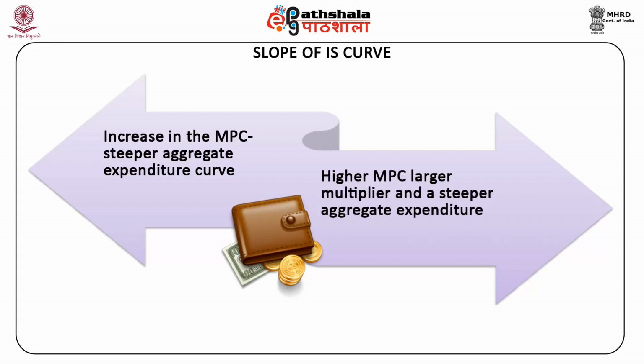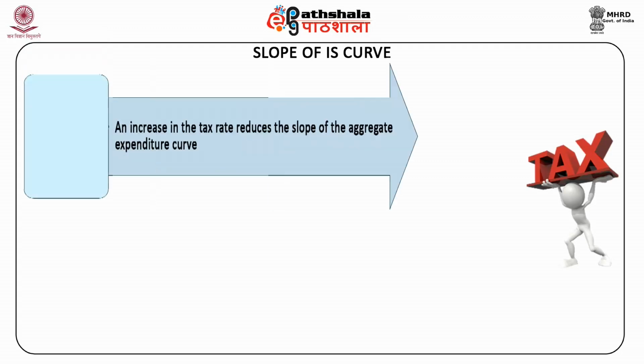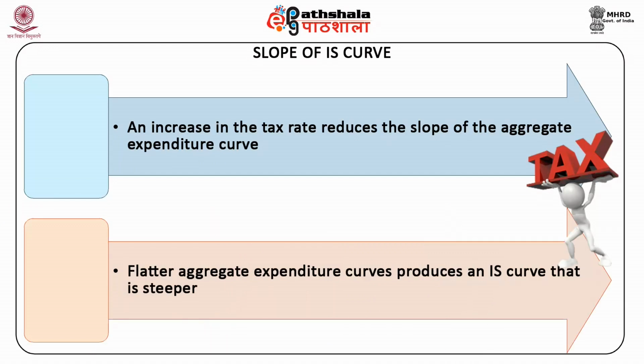A higher marginal propensity to consume implies a larger multiplier and a steeper aggregate expenditure curve, with which it becomes apparent that the IS curve is flatter. Moving on to the tax rate. An increase in the tax rate reduces the slope of the aggregate expenditure curve by lowering the size of the multiplier. The flatter aggregate expenditure curve produces an IS curve that is steeper.